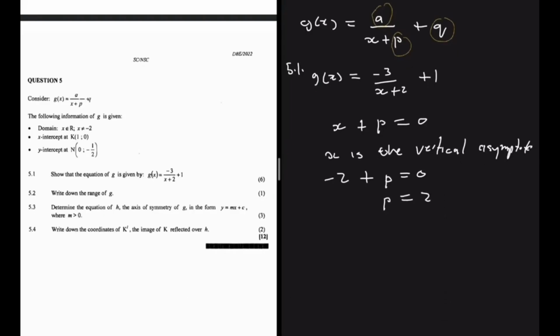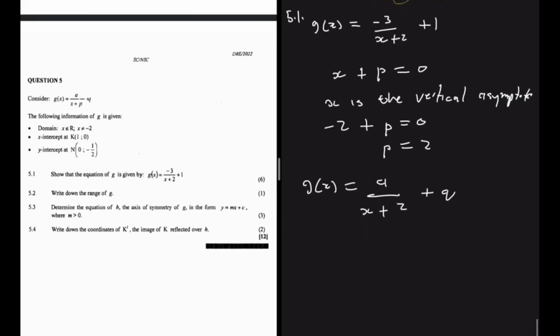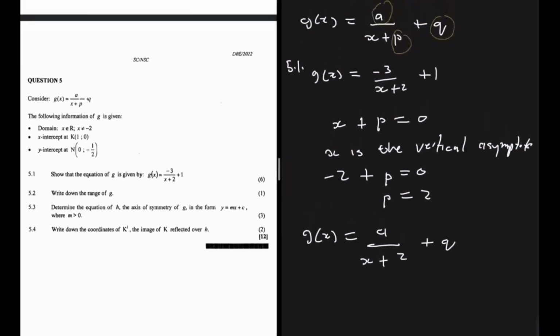So now we know that g of x is equal to a divided by x plus p. P, we just say that it's 2. So instead of writing p, I'm just gonna write 2 plus q. So now we have determined one variable. We are left with 2, and we have used one equation, if I can say so, which is from the domain, right? So now we have to use the x-intercept and the y-intercept to find a and q, because that's basically what we have left.